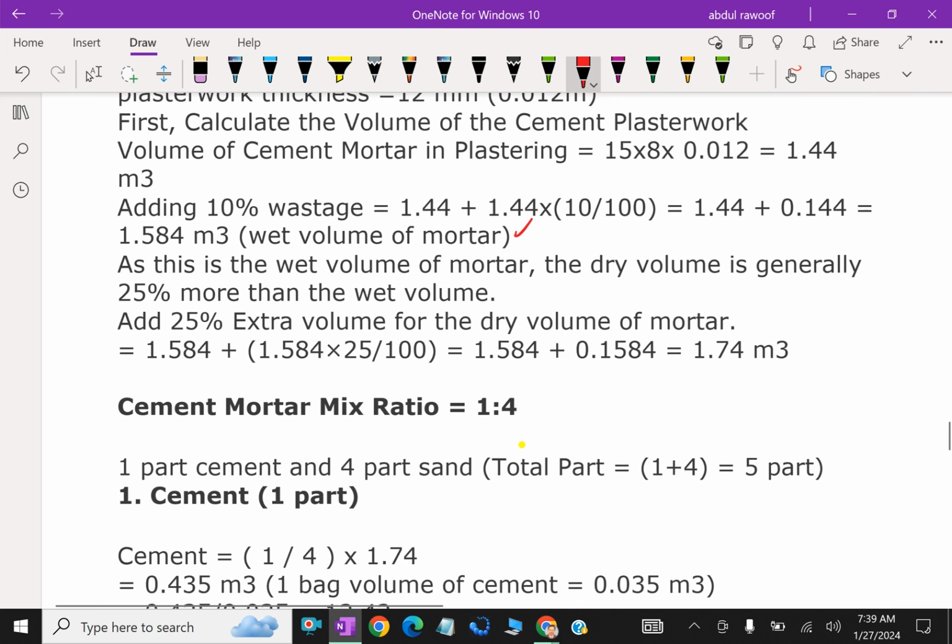As this is the wet volume of mortar, the dry volume required is 25% more than the wet volume. Add 25% extra volume for the dry volume of the mortar. So 1.584 plus 25% of 1.584 gives 1.74 meter cube.